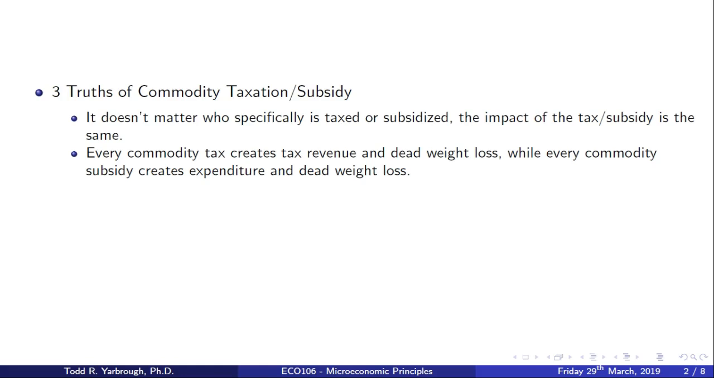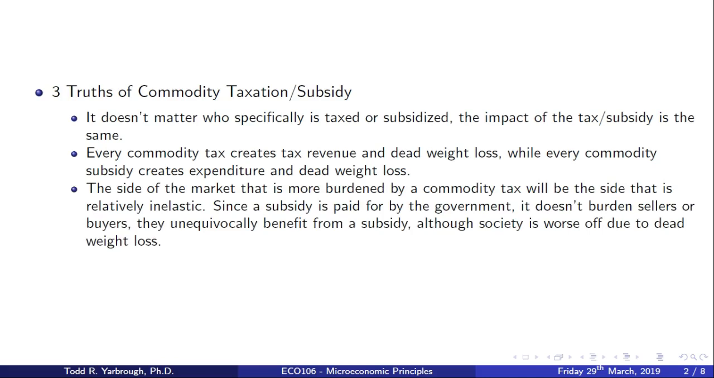Tax revenue is created because the government taxes a product, and then when the product is sold, this creates money that is transferred to the government. In the context of a subsidy, instead of revenue being transferred to the government, the government is paying to subsidize a particular product, so this becomes an expenditure. And in both cases of a subsidy or a tax, theoretically, they create deadweight loss.